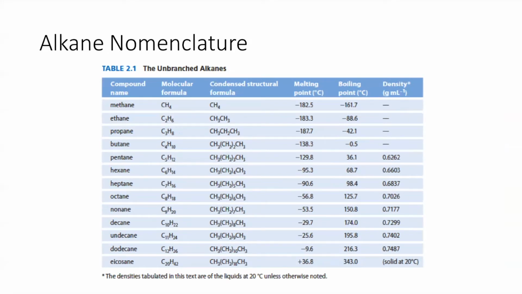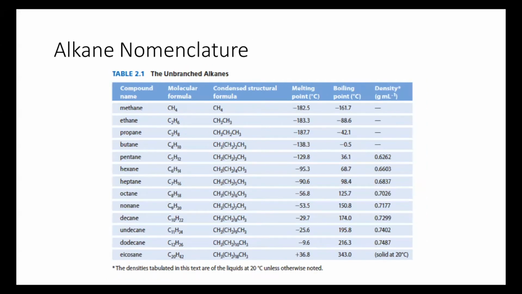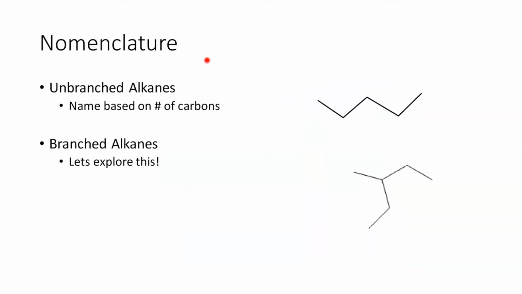I had mentioned that this is for unbranched alkanes. As it says right here, unbranched alkanes. So what does that mean? Let's go to the next slide so it can be a little more clear.